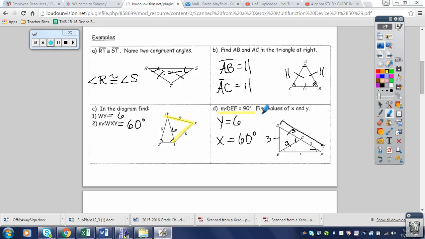Notice in the directions, it said DEF was 90 degrees. Did I even use that? No. They're trying to trick you.